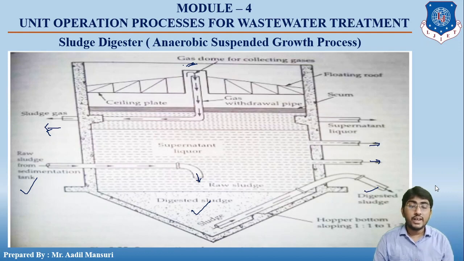So at standard temperature and pressure, 1 kg of ultimate BOD, or 1 kg of COD removed by anaerobic digestion, yields about 0.35 meter cube of methane gas. And in terms of population equivalent, gas production may be 20 to 25 liters per capita per day.